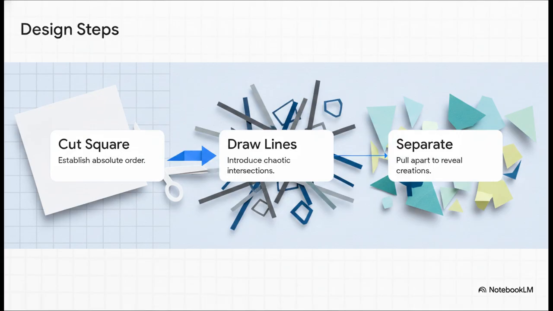First, we cut a square. That establishes our absolute order. Second, we draw some lines to introduce those chaotic intersections. And third, we just separate the shapes to reveal what we've created.